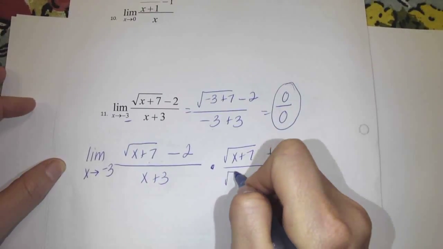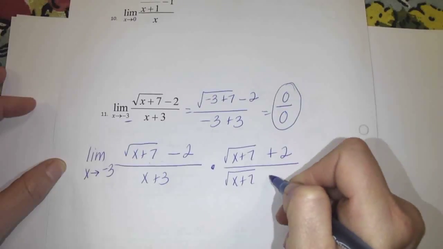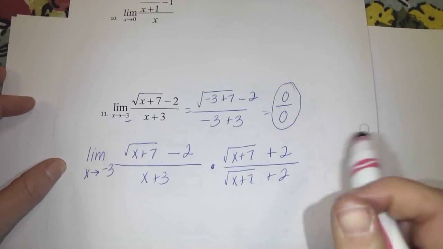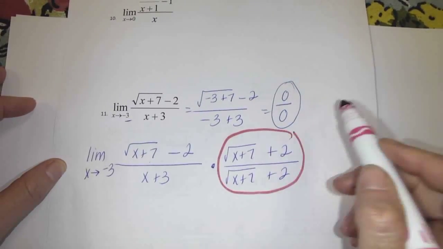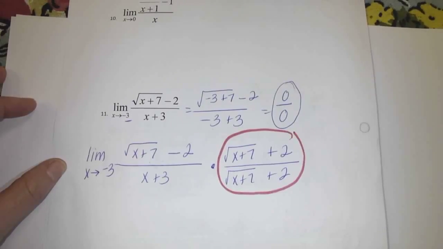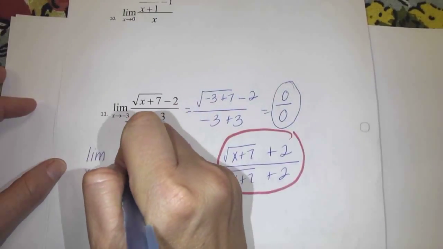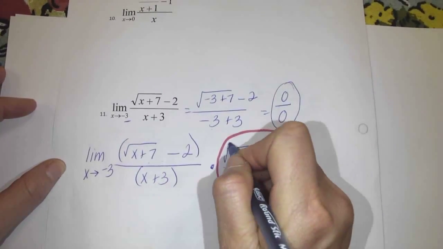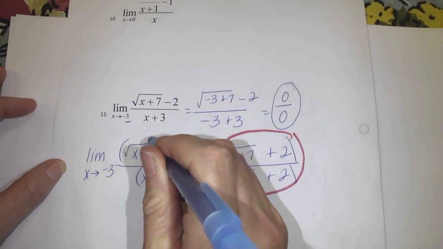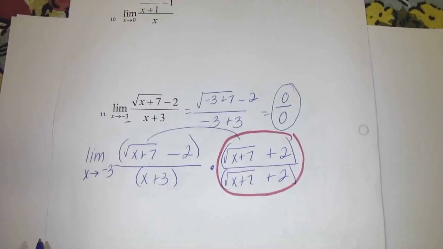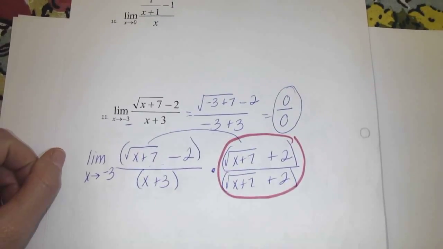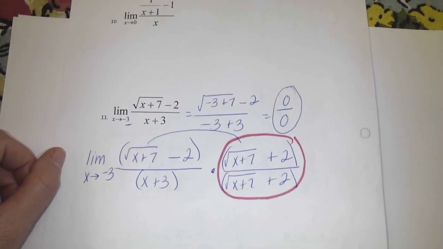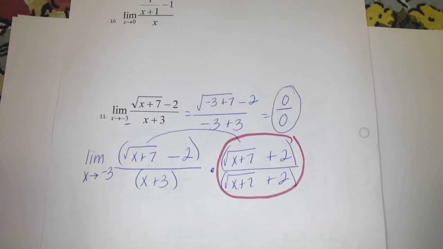Make sure I do that top and bottom, because this right here is just a form of 1. That's why I'm allowed to multiply it by it. And again, cannot be too parenthesis happy. And then multiply that out, FOIL it, and you should find that this one would be able to be simplified, and then plug in the negative 3 again. So that gets you started on number 11.